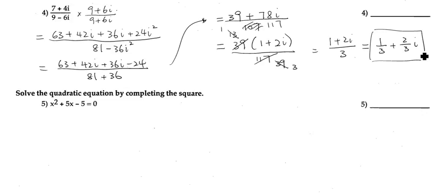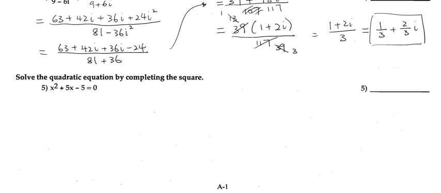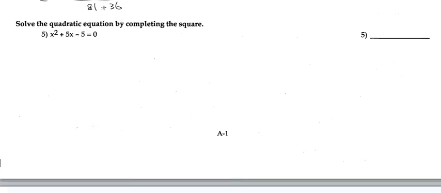Next one, we want to solve this quadratic equation by completing the square. So let's refresh our memory. How do we solve the quadratic equation by completing the square? First, we are going to isolate the first two terms. So we get x squared plus 5x equals 5. And now we are thinking, maybe we can add something on the left-hand side so that the left-hand side will become a perfect square.